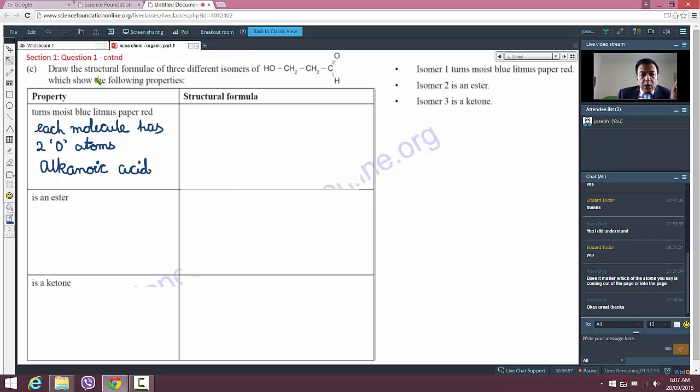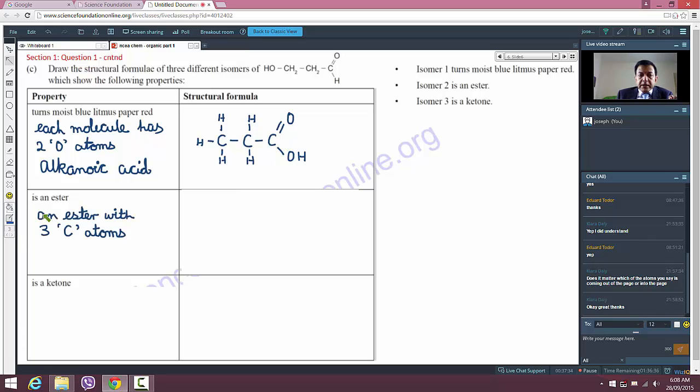Okay, now look at them each row at a time. First one, turns moist blue litmus paper red. That means each molecule has 2 O atoms and it's an alkanoic acid. The fact that it turns moist blue litmus paper red means it's an alkanoic acid. So the only structure you can get for that is this one here, which, by the way, I'll tell you the systematic names of as well as we go along. Propanoic acid.